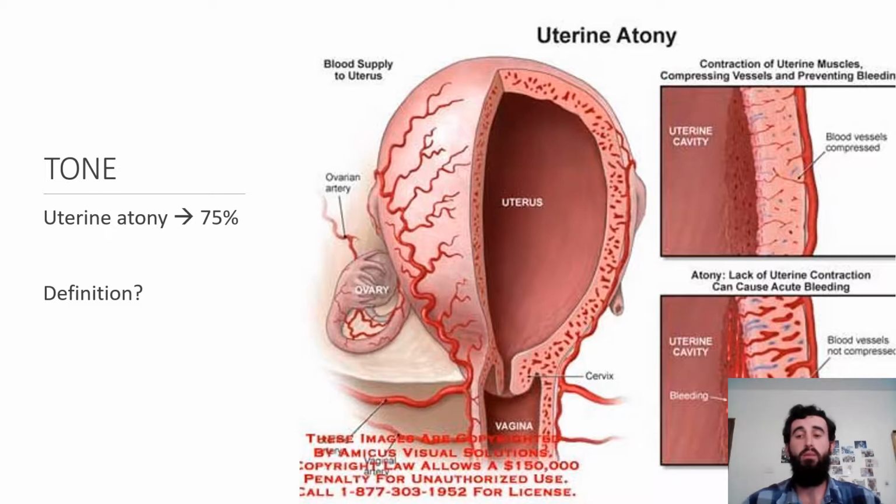First, starting with the first T, that is tone. The main cause of PPH is this T, tone, and the main cause within it is uterine atony. This is around 75% of all the PPH. So knowing this, we could be able to manage 3/4 of all the PPH.